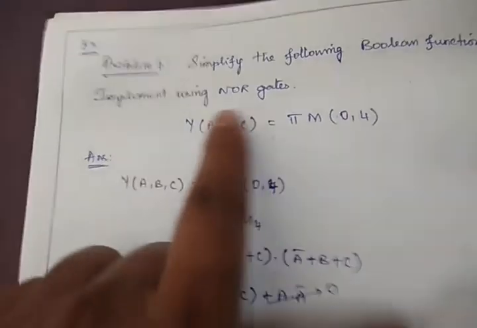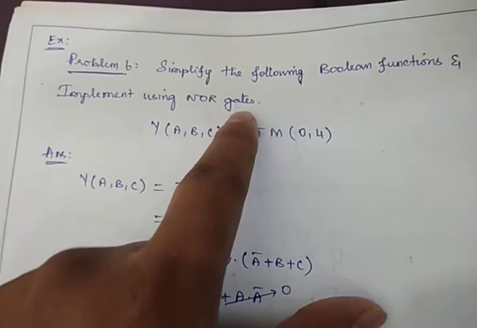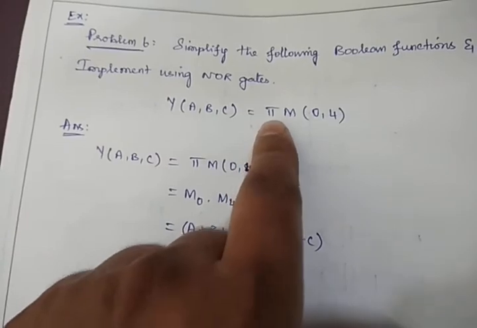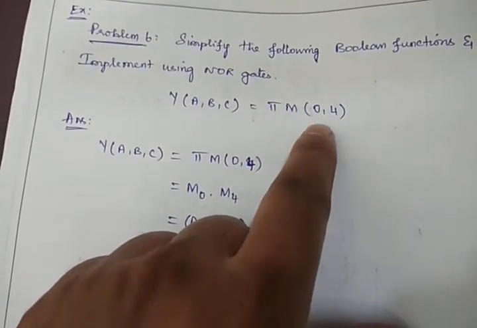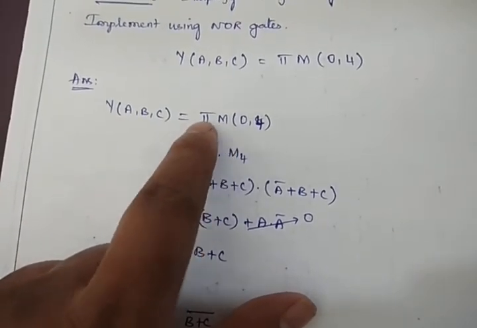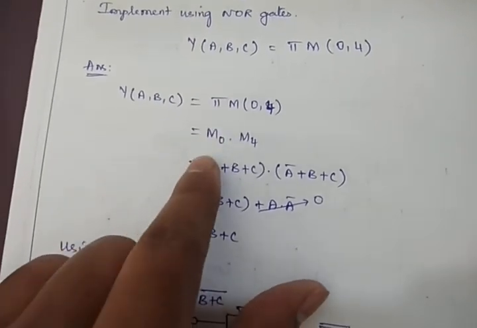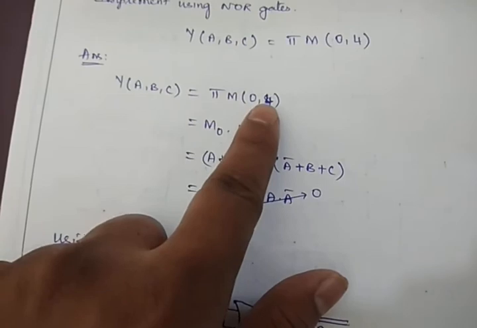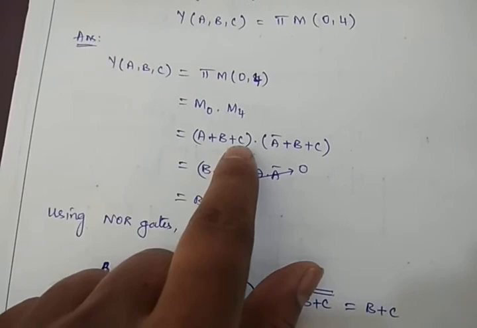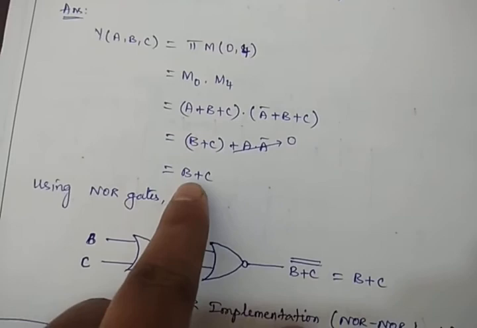So this we are going to implement using a NOR gate. We'll see how we are going to implement the given expression. So y of a, b, c equals product of max terms 0, 4. See, this is a max term because capital M is given, and this symbol indicates that this is a max term. Product. There are two terms given, that is M0 and M4. M0 and M4 both should be multiplied, and the M0 value is a plus b plus c, the M4 value is a bar plus b plus c. After simplifying we got b plus c.